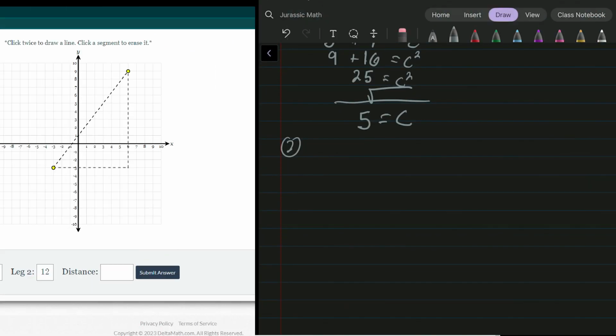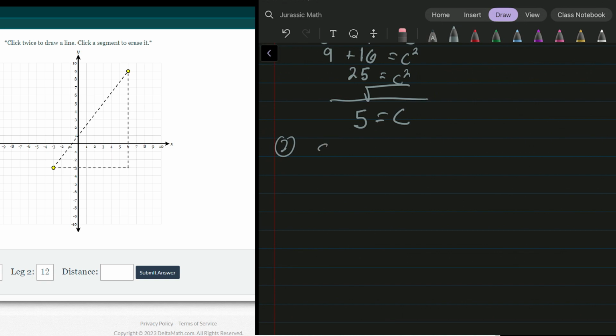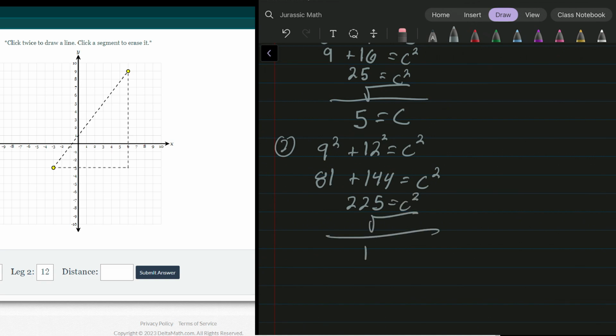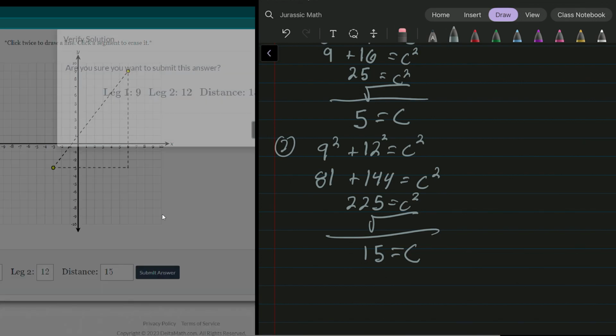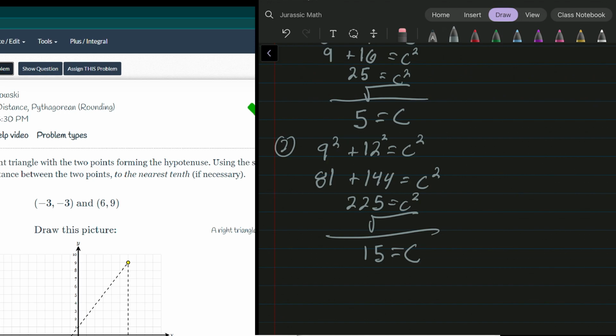And I'm going to do a squared plus b squared equals c squared. 9 squared plus 12 squared equals c squared. 9 squared is 81 plus 12 squared. I forgot my 2. 144. C squared. Add them together, you get 225 equals c squared. Square root it, and you get 15. 15. Submit. And there we go.